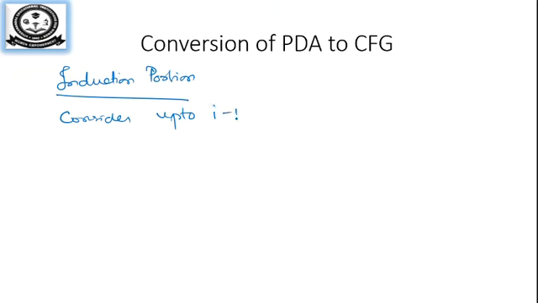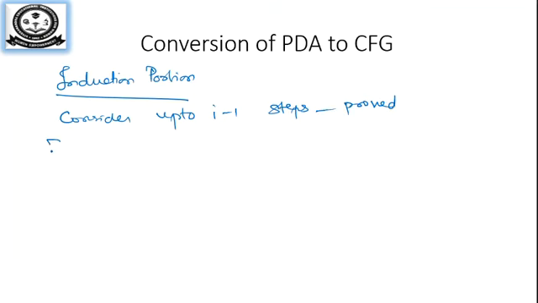Now we will come to the induction portion. So we have proved the base condition, that is for the first step. Now we have to do it for the n-1 step. So we are going to consider up to i-1 steps. So how can we derive a string? This must be proved now.